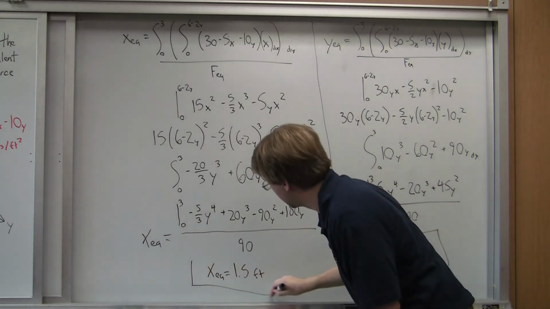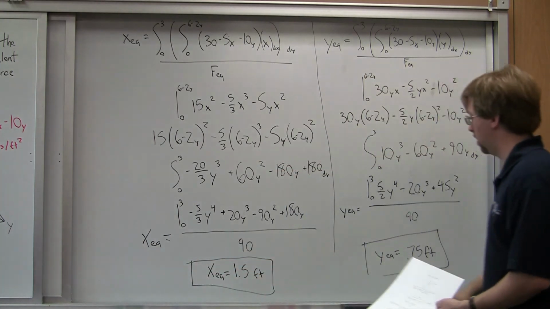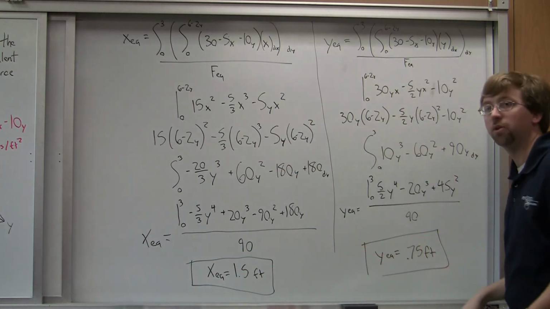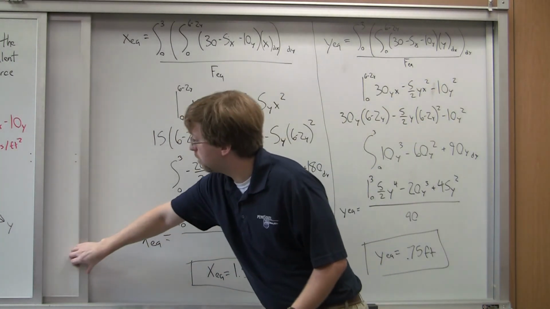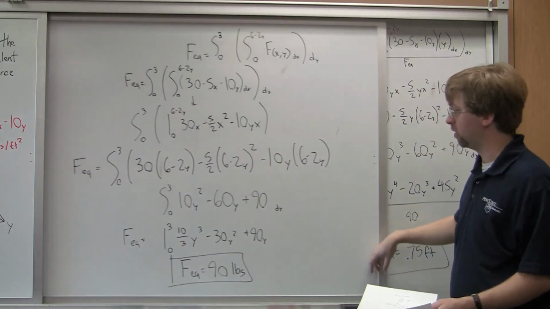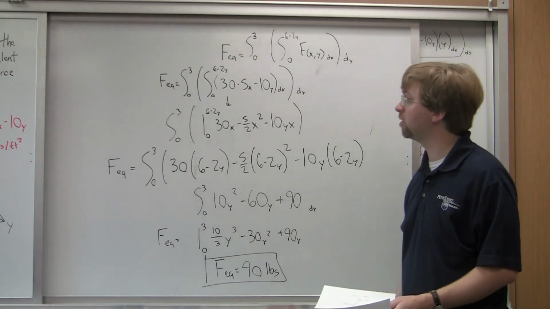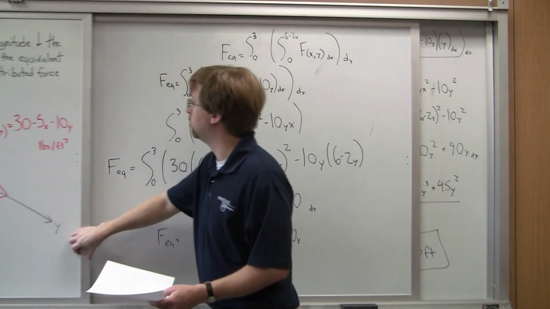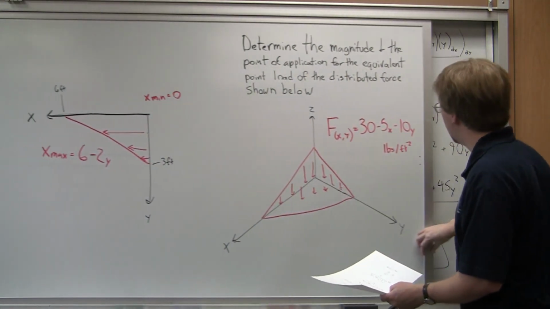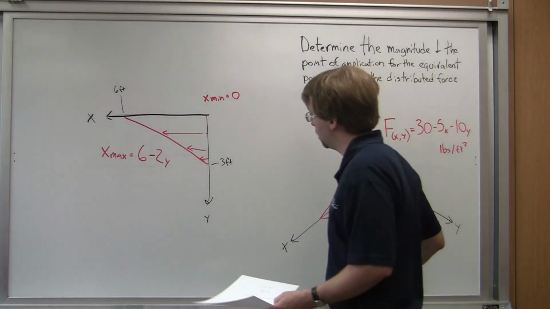All right. So we've got XEQ, YEQ, that is the x and y position of our equivalent point load. We've got the magnitude of the equivalent point load, FEQ is 90 pounds. Now we can go back and draw this in. So what would all of this look like?